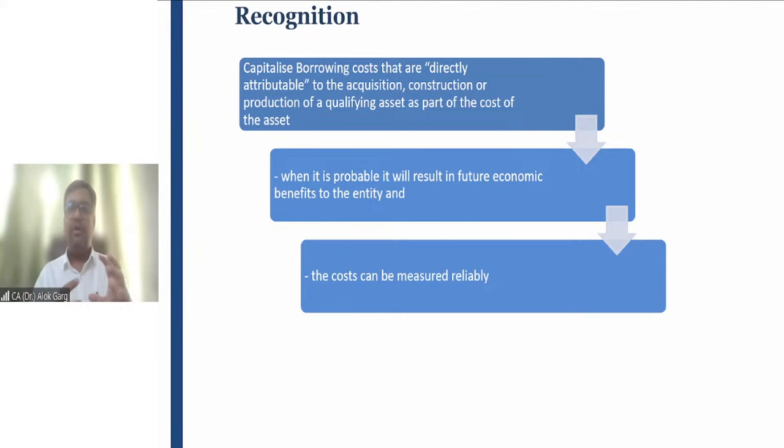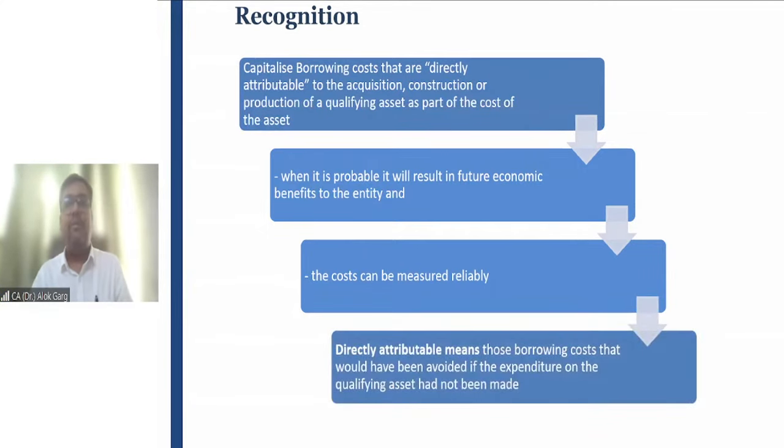Number one, the borrowing cost which is directly related to the acquisition, construction, and production of a qualifying asset shall form part of the cost of the asset, and it will only be capitalized when it is probable that future economic benefit will be received and the cost can be measured reliably, right? Directly attributable means as simple as that. If the borrowing would not have been taken, this cost would not have been there. As simple as that. Clear?